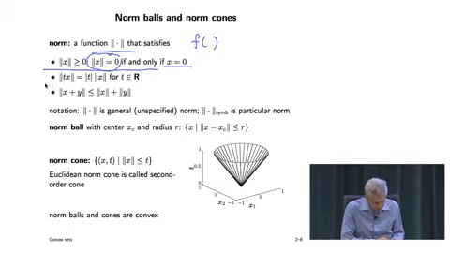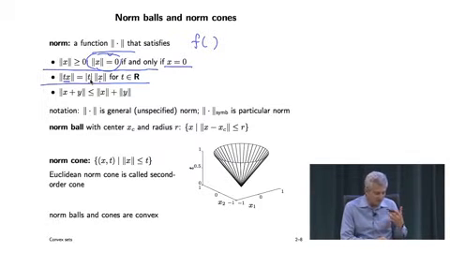Okay, it has to be homogeneous of degree 1. That says if you scale x by a scale factor t, then that's the same as the norm of x times the absolute value of t. And that would work for negative t. So for example, the norm of x is the norm of minus x.